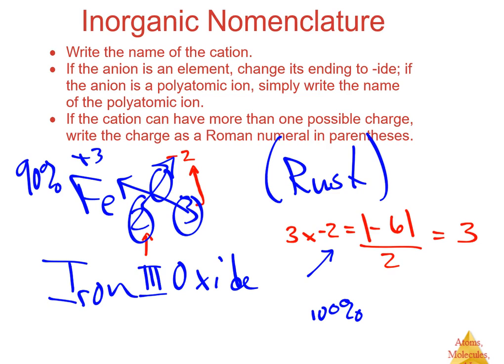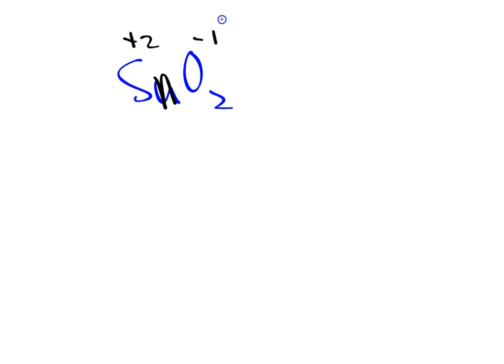It won't be right if you have to reduce it. And that's why oftentimes you really do need to do it the long way. So for instance, if I have SnO2, you may think Sn is a +2, and you might think this is a -1, but that is incorrect. Let's do the process.